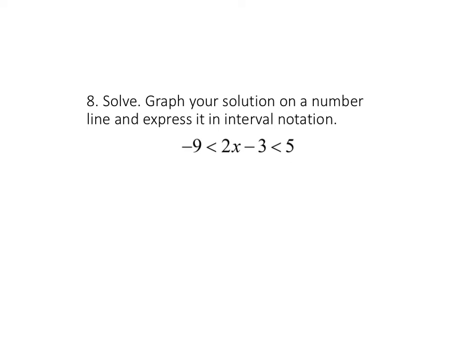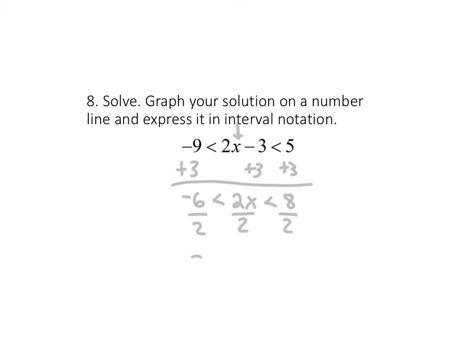In this compound inequality, we want to isolate x in the middle branch. So we'll begin by adding 3 to all 3 branches. Negative 9 plus 3 is negative 6. That's less than 2x. And that's less than 5 plus 3, or 8. Finish by dividing out the 2. Negative 6 divided by 2 is negative 3. Less than x, less than 4.